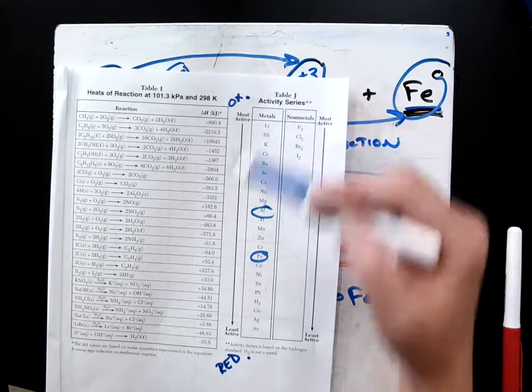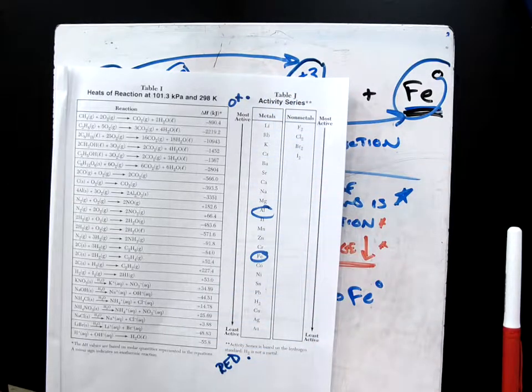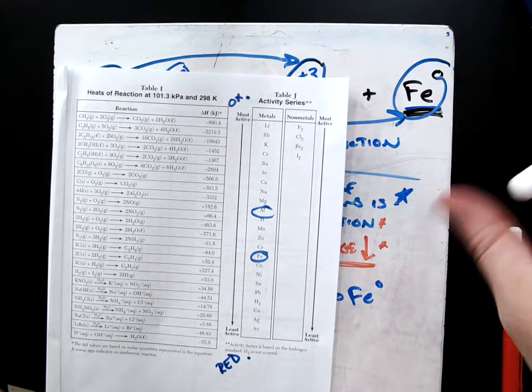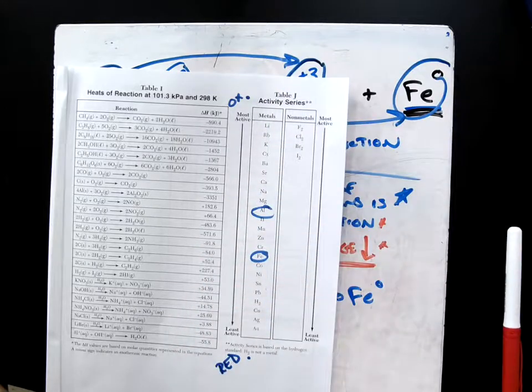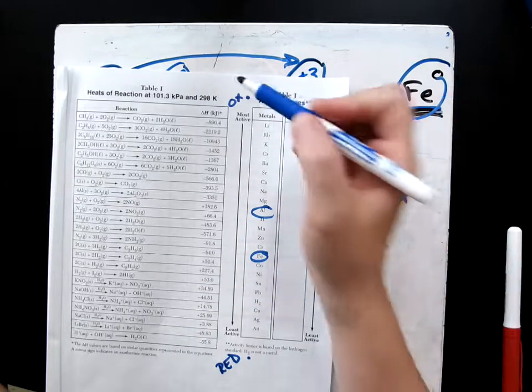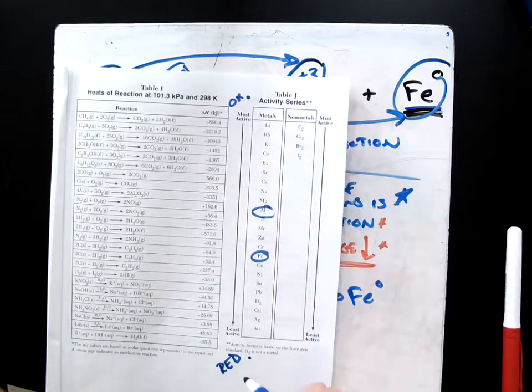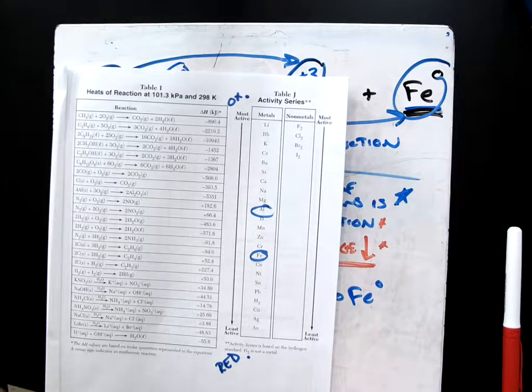I want you to write this on your table J, and then when we get the Regents exam and you get clean tables, I want you to write it on those tables before you start your test. Whatever's oxidized will be the higher metal, whatever's reduced will be the lower metal for a spontaneous reaction for a voltaic cell. Now I know exactly what's happening.